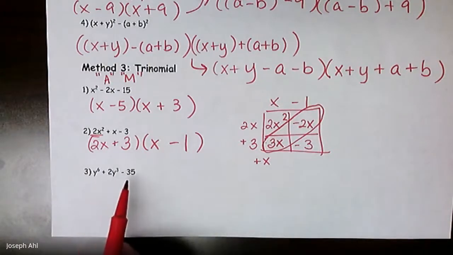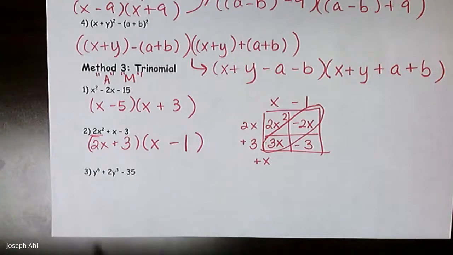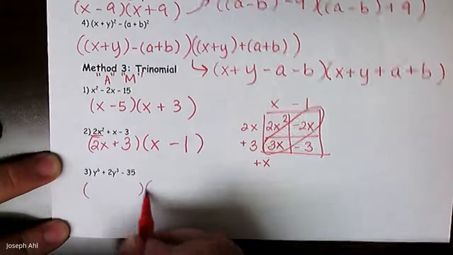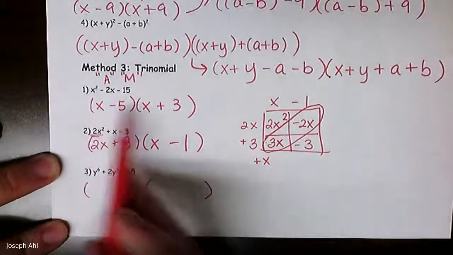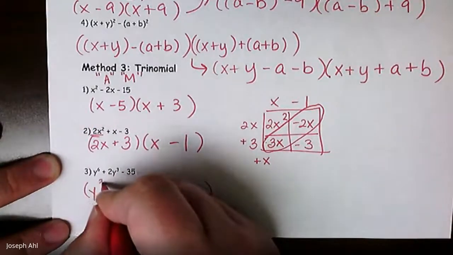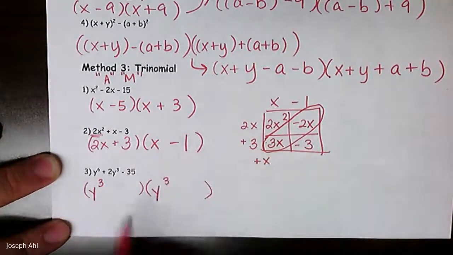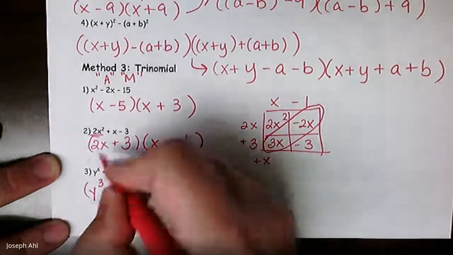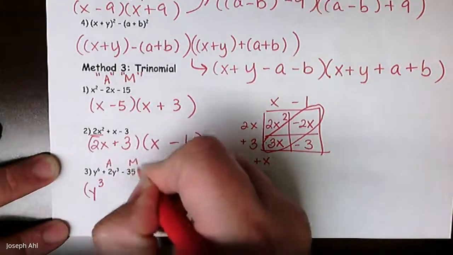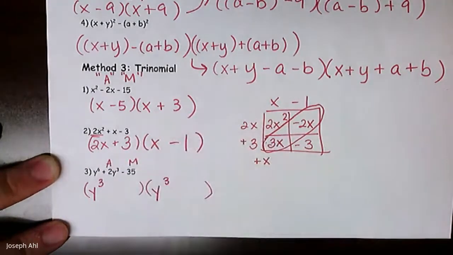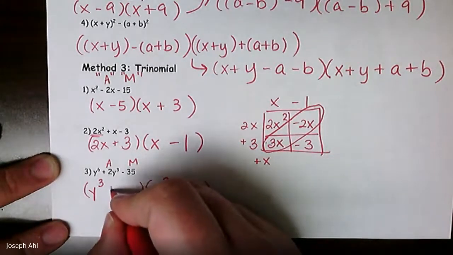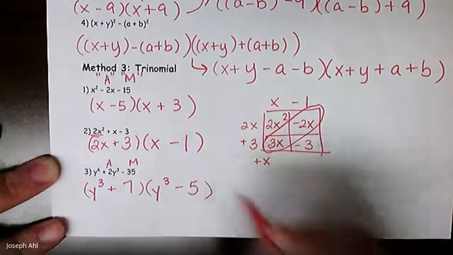Lastly, y to the 6 plus 2y cubed minus 35. If we go ahead and factor this, it looks a little scary when you have that y to the 6 term there, but it's going to factor pretty similarly to what we saw in number 1. The things that multiply to y to the 6th are going to have to be y cubed times y cubed, because the only term that I have in the middle there is y cubed. And you're going to apply that same AM rule, what multiplies to negative 35 but adds to 2. So when I do that here, you're going to get a plus 7 and a minus 5.